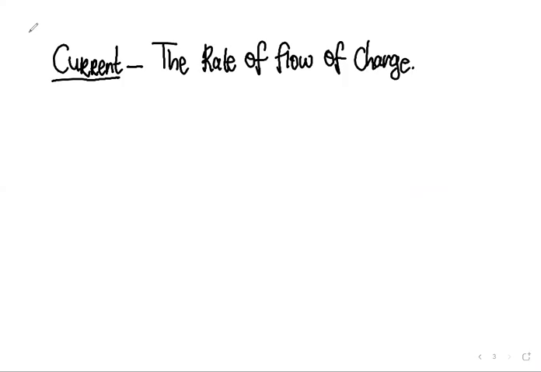The unit for current is measured in capital letter A, which you call amperes. Current is measured in ampere, right? So this means that it's how much charge passes every second.